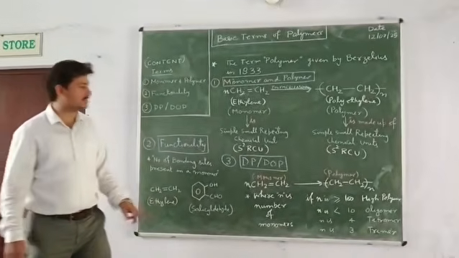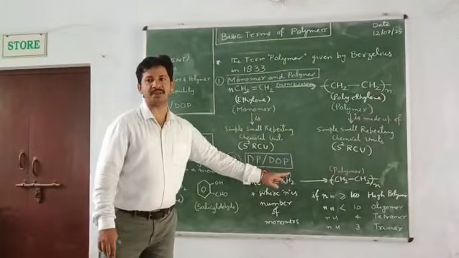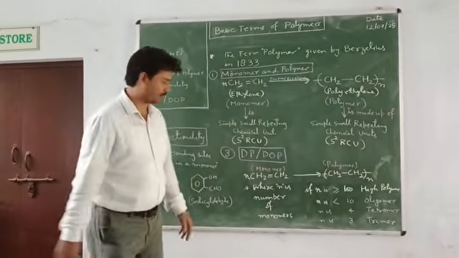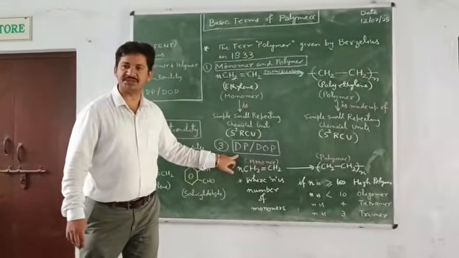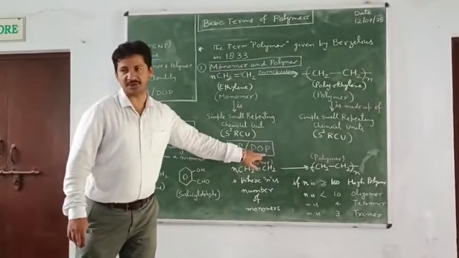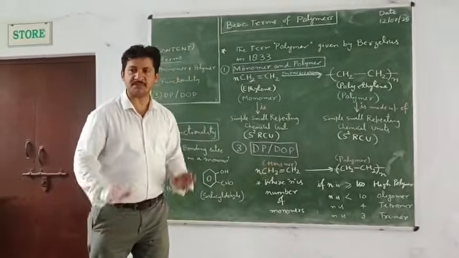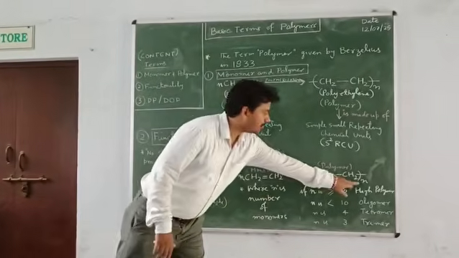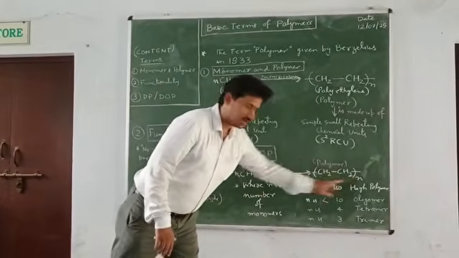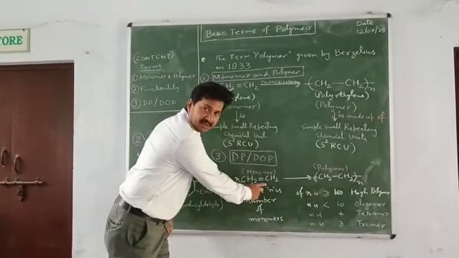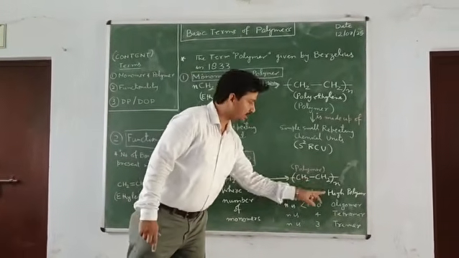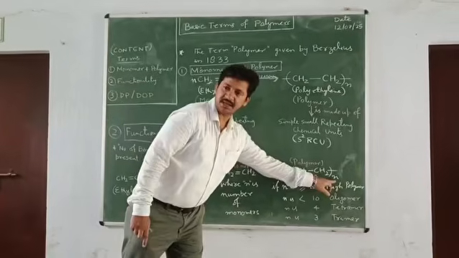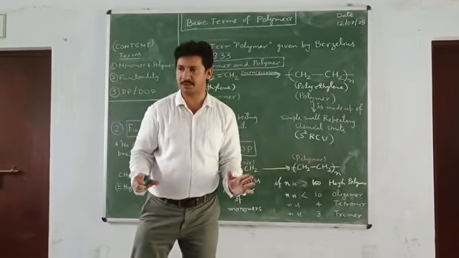And the last term is DP or DOP. We know DP in our IT terms, but here it is degree of polymerization, DP or DOP. The number of monomers present in a polymer is known as its DP. This monomer is combined, and when the polymer is formed, and the n number represents the number of attached monomers.